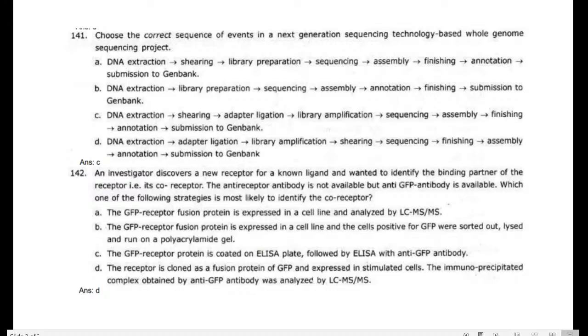Roche 454 sequencing. This sequencing technique is called pyrosequencing. Pyrosequencing is a technique which detects the pyrophosphate release during the fluorescence lighting. They find the pyrophosphate release, and using that, they find out the sequences.